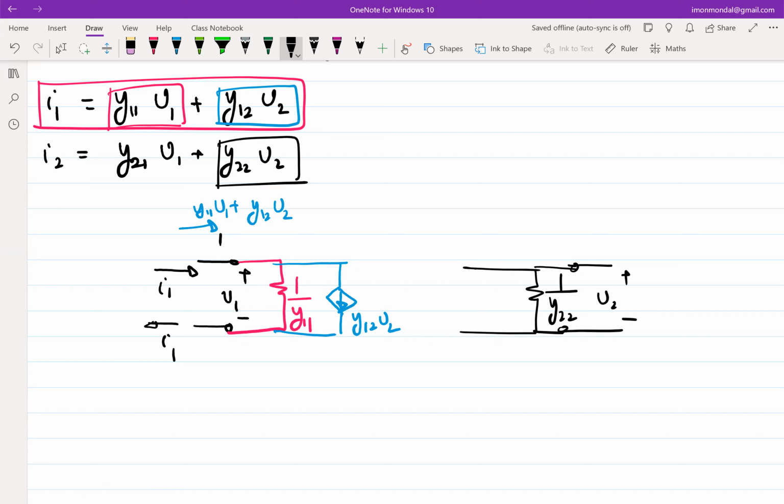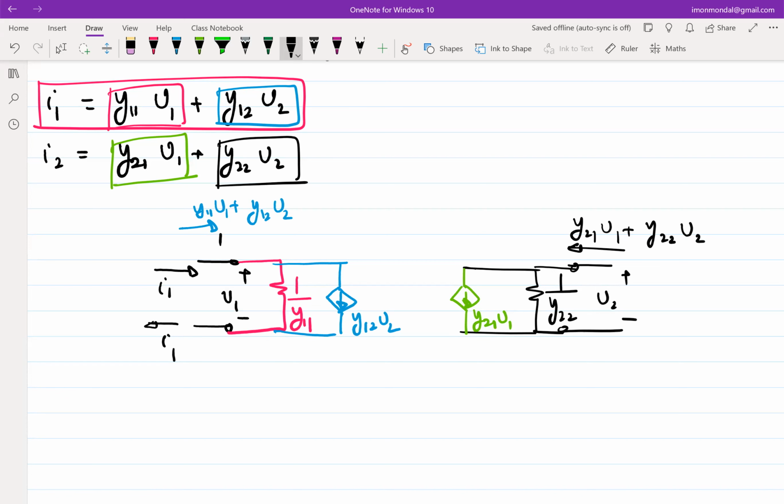And just like in the case of port 1, this will be a transconductance of value Y21 times V1. So the total current that I am drawing into port 2 is Y21 V1 plus Y22 V2. Okay.